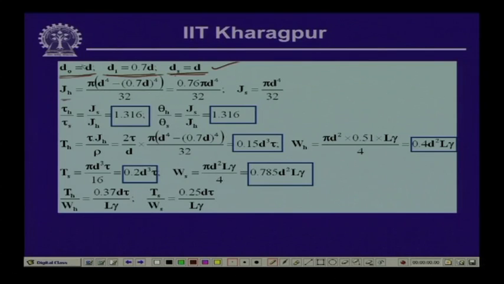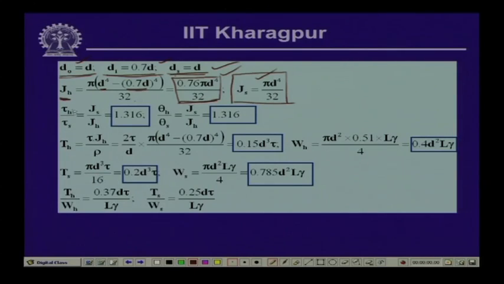Now, if this is the external and internal diameter for the hollow one, then the polar moment of inertia for the hollow one will be pi by 32 times d outer to the power 4 minus d inner to the power 4, and d inner is equal to 0.7 times d. So, this gives us a value of 0.76 times pi d^4 by 32. This is the polar moment of inertia for the hollow section. Likewise, the polar moment of inertia for the solid bar is pi d^4 by 32.